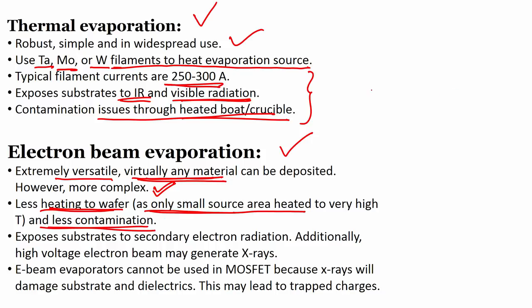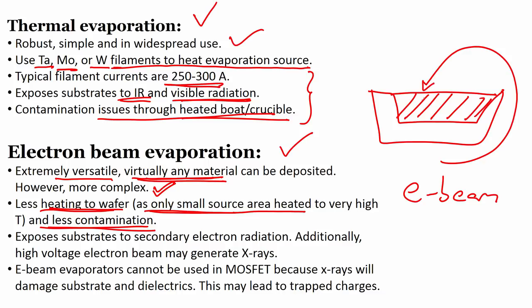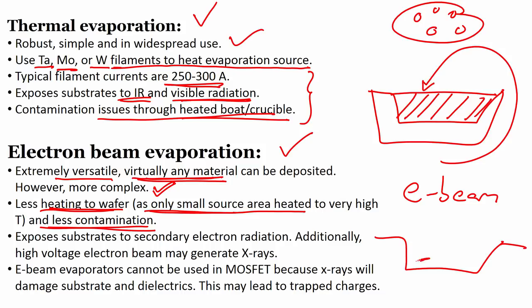We have seen that in a crucible you load the material which is to get deposited, right. This is the case of e-beam. Now, the electron beam will come, and only a particular area at a time will get heated up. Because only a particular area gets heated up, the substrate also will not get heated up as much as in the case of thermal evaporation, where we were heating the entire material at a time, right. So, in e-beam evaporation, as only a small source area is heated, there is very little contamination and less heating to the wafer.